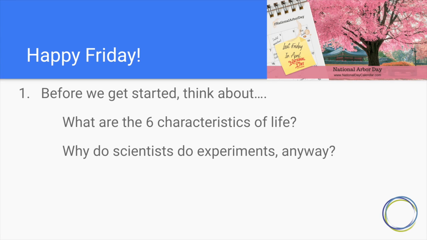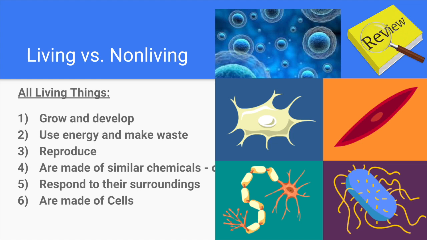Good morning. Welcome back. So, before we get started, see if you can remember the 6 characteristics of life from yesterday. And then also think about, why do scientists do experiments anyway? How'd you do? All living things grow and develop, use energy and make waste, reproduce, are made of similar chemicals, respond to their surroundings, and are made of cells.